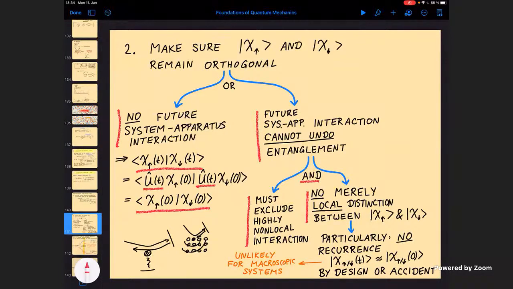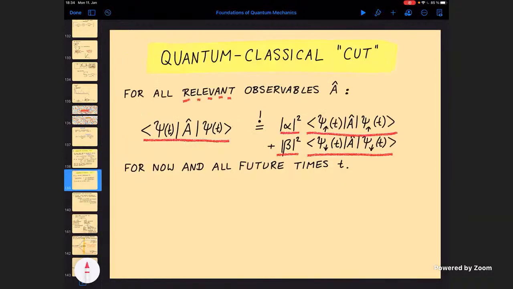So either you can guarantee me that there is never ever any system and apparatus interaction anymore in the future, but maybe you don't want to guarantee that. In the absence of that, you want to make sure that it's very unlikely that any future such interaction can undo the entanglement. And for that, again, we must exclude crazy highly non-local interactions. Plus, we don't want any of this recurrence business. So we really want irreversibility. If all of that is fulfilled, then we are safe. And then we can really, as we wanted to do, replace the superposition state that enters the expectation value on the left-hand side by this very simple incoherent mixture on the right-hand side.